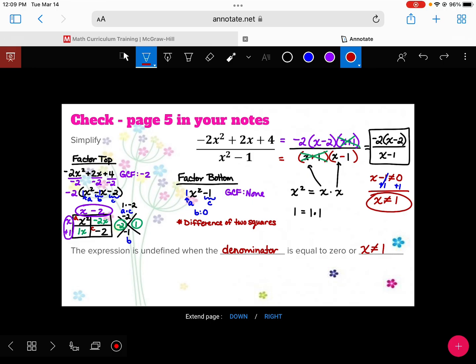You guys feeling okay about what we did today? Yeah. Biggest piece of it is factoring. That's why we practiced factoring yesterday. Factor, factor, factor, factor, factor, and then factor some more.